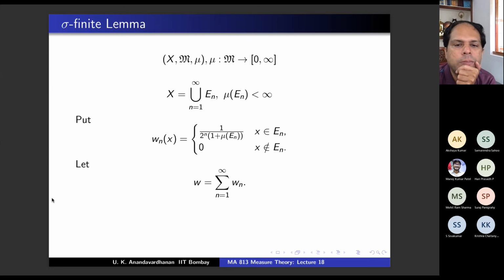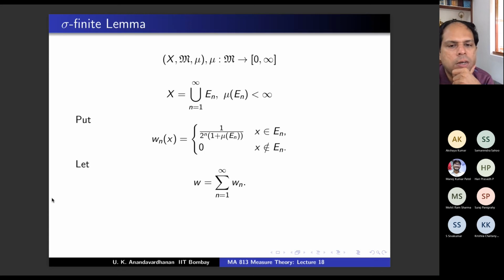Convergence is not a problem, no? Why is it not a problem? Because Wn is a non-zero function, right? It cannot be zero when x is in En, no? Yes, because of sigma finiteness, because mu of En is finite. Now summation Wn, am I using the fact that En is disjoint? I don't think I'm using that. You don't need that, no?